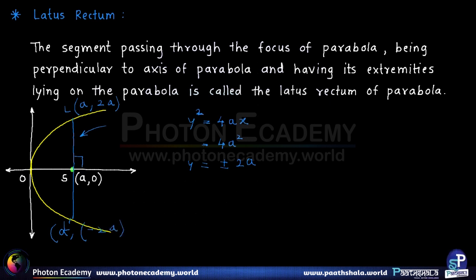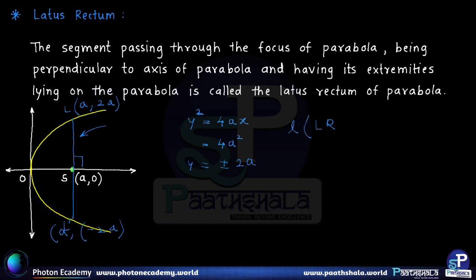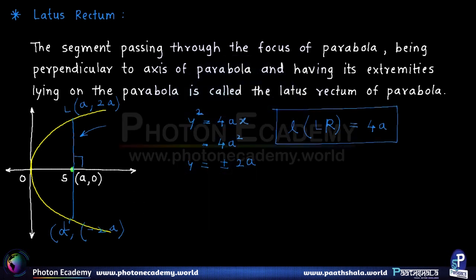Okay, so those are the extremities of the latus rectum, and hence if you want to calculate the length of the latus rectum, clearly from the figure it is seen that the length must be 2a plus 2a, that is nothing but 4a. So that's the length of the latus rectum for the parabola y square equal to 4ax. So it's easy to remember that whatever is the coefficient of x, that value itself is the length of the latus rectum.